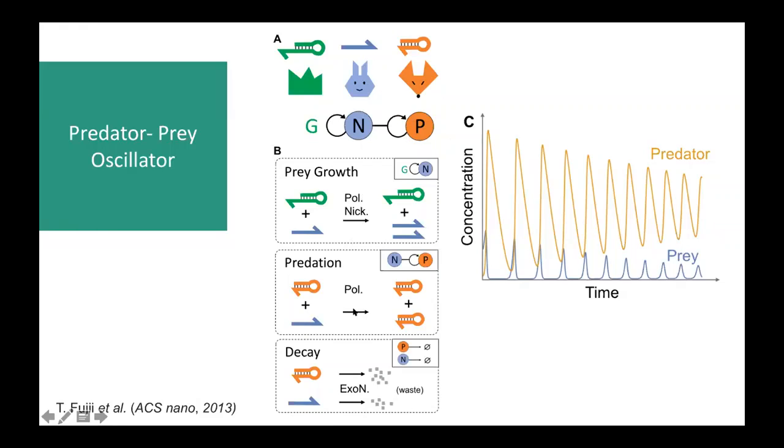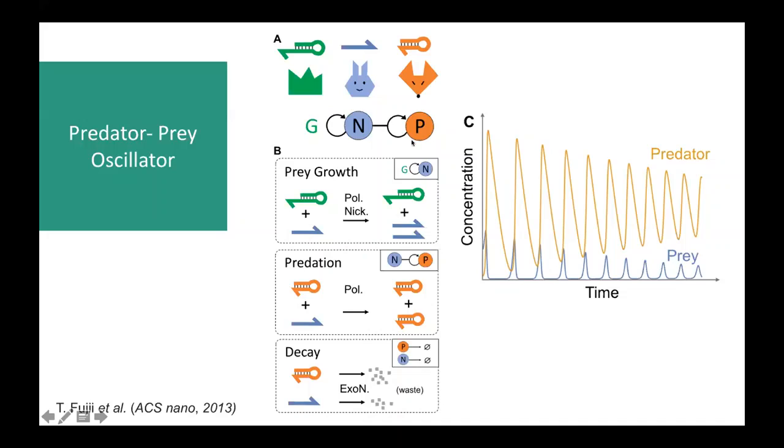And we have 3 kinds of reactions. The first one is the prey growth: from grass plus rabbit, you get grass plus 2 rabbits. Then you have the predation: the fox uses 1 rabbit to make another fox, so it eats the rabbit and reproduces. And then you have the natural death, or decay, which is just the DNA molecules being destroyed.